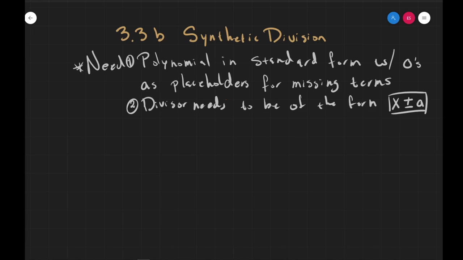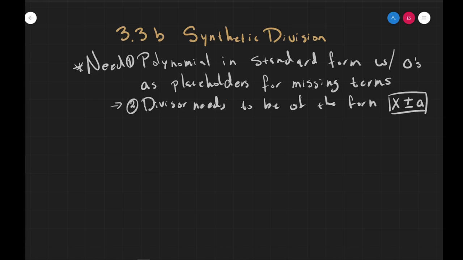First, we need that polynomial to be in standard form with zeros as placeholders for missing terms. Just like we did with polynomial division, we needed those zeros as placeholders for those missing terms, so that's no different. It needs to be in standard form, and it needs to be a polynomial. All right, we can't have any fractions in our exponents or anything like that. It needs to be whole number integer exponents. Okay, and the second thing that we need is that the thing we're dividing by needs to be of the form x plus or minus a. So x by itself with nothing in front, plus or minus some number.